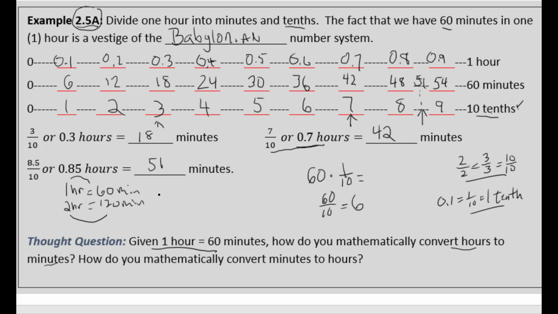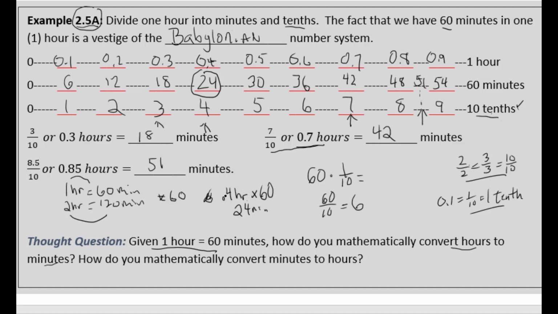And the answer is multiply by 60. So even 1/10 of an hour multiplied by 60. So let's say I had 0.4 hours. If I multiplied that by 60, I would get 24 minutes. And let's look up here. There's 4/10 of an hour, and there's the 24 minutes.